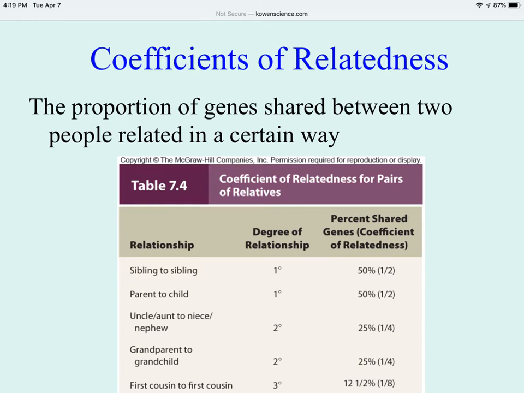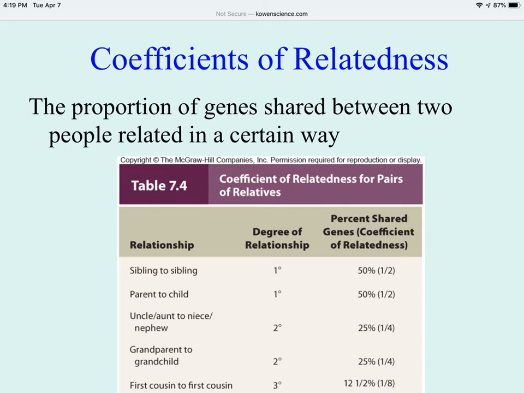So coefficient of relatedness is the proportion of genes shared between two people related in a certain way. So we could look at the likelihood of individuals sharing genes for colon cancer and getting colon cancer. We could say that the parent has it, and so then we can look at the degree of relationship. For example, right here, 1 degree separation, then we could look at a 50 to 1/2. Siblings, a sibling has colon cancer, has the genes for that. Then we can look at the degrees. You can look at it from grandparent to grandchild, and then from cousins.